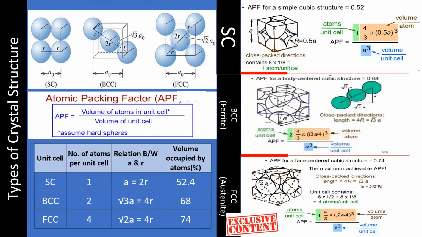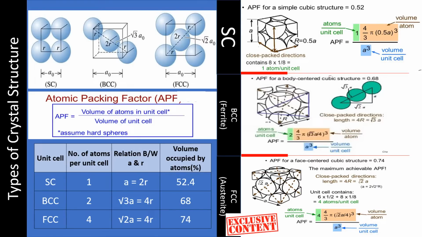We will calculate the volume of the atoms per unit cell. So we need to know how many atoms are there within that unit and the total volume of the unit cell. If we divide these, we will come to the APF value, that is how much volume is occupied by atoms within that particular unit.